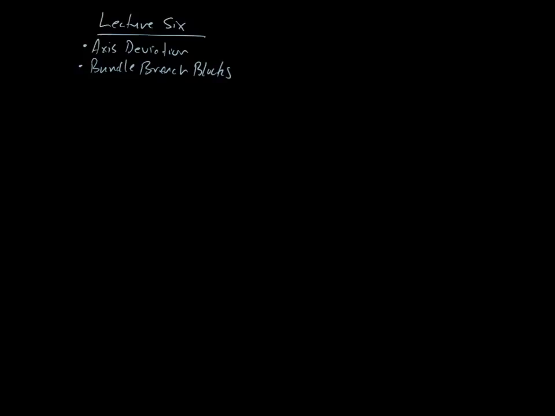All right, axis deviation and bundle branch blocks. Okay, so let's talk about axis deviation. The easiest thing to do is look at your limb leads, leads 1, 2, and 3. What would a normal axis look like? Up, up, and up, normal. How about pathological left axis deviation? Up, down, and down, right? And then how about right axis deviation?